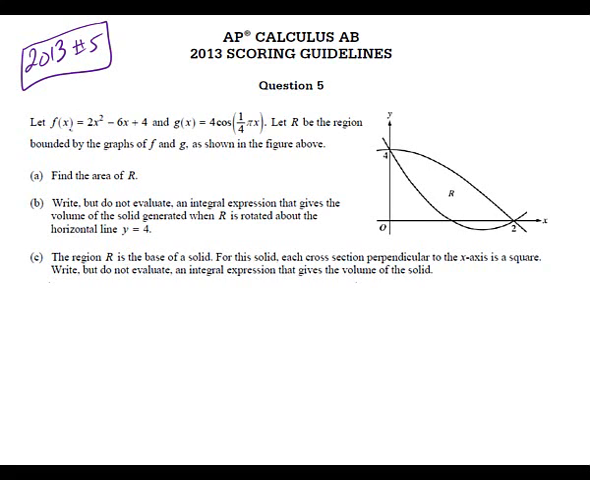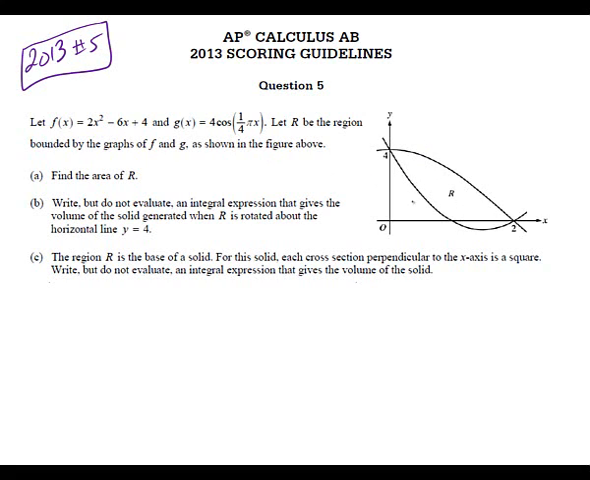Okay, so we're going to let f be 2x squared minus 6x plus 4, and g is 4 cosine 1/4 pi x. The problems we do in class are going to become part of your homework. So that's how I'm going to see them. So you want to do them.